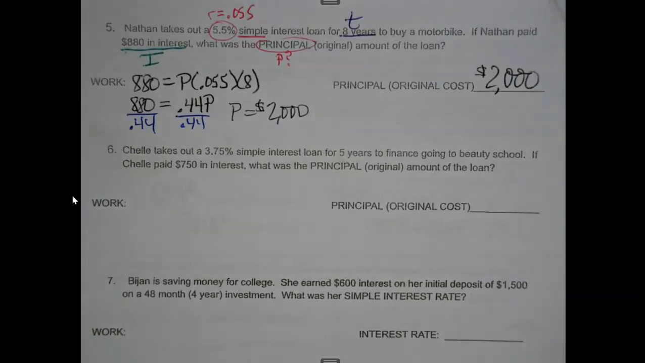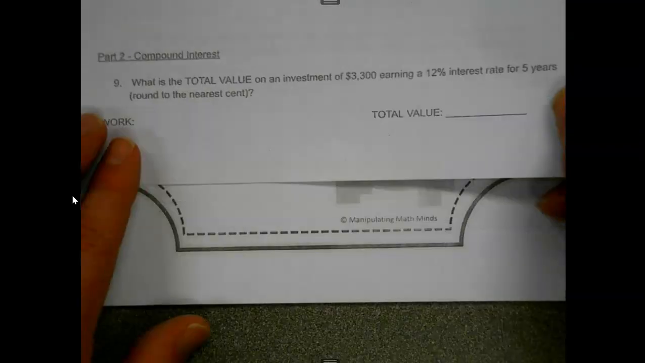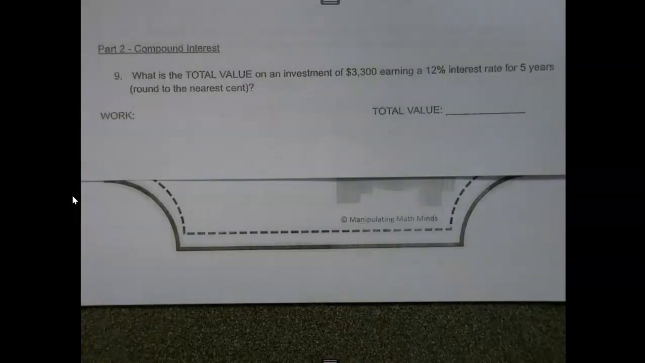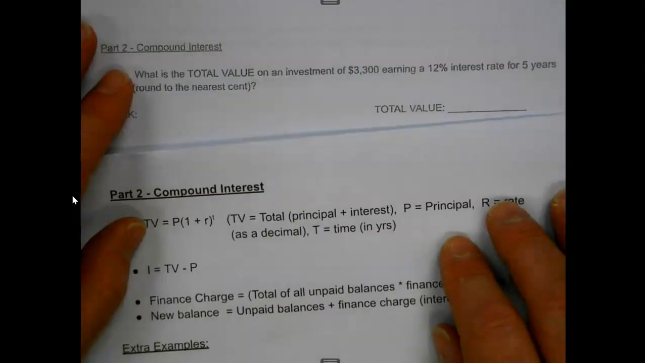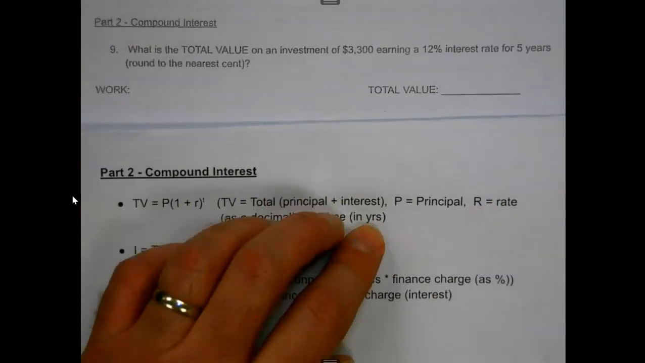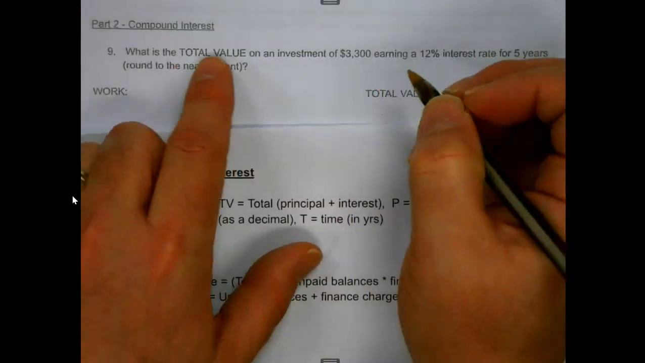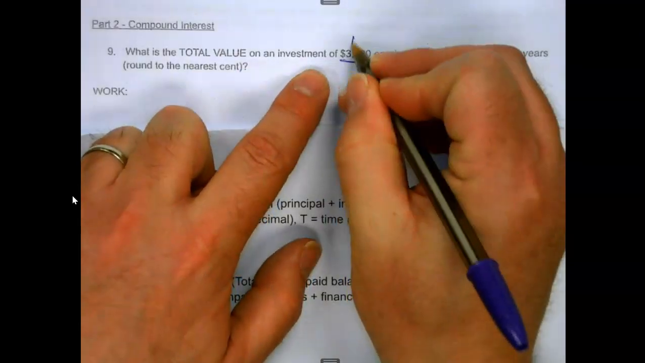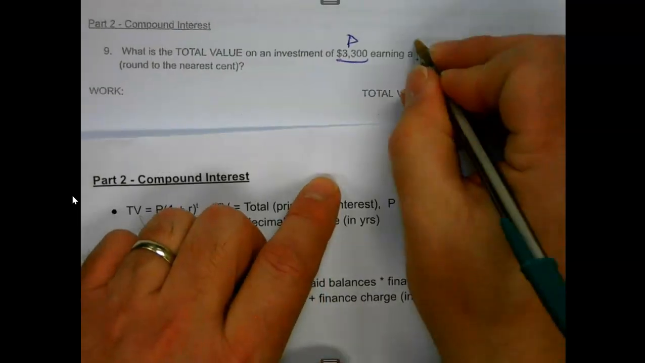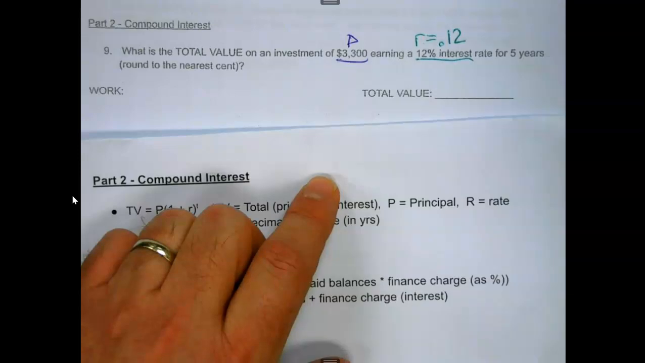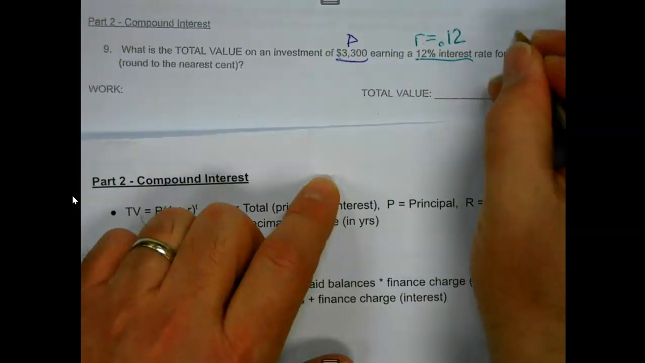When you get to part 2 at the bottom of this page, with compound interest, okay, now we've got new formulas to play with. The total value one is the straight one I can just plug in. I'll do one of them. Again, I'd keep labeling stuff. So what is the total value of an investment of $3,300? There's my principal. Ooh, 12% interest rate. Let's go. Divide by 100, for 5 years.